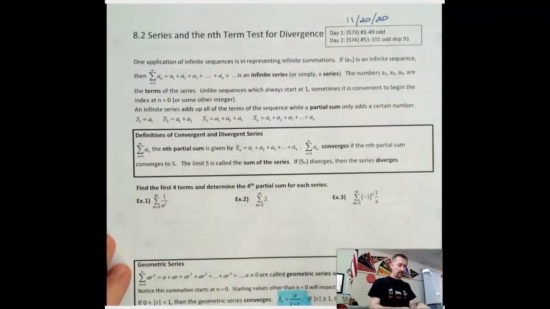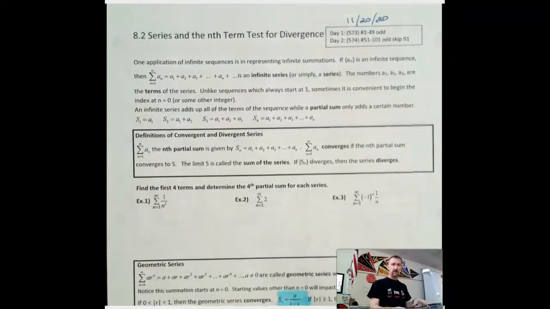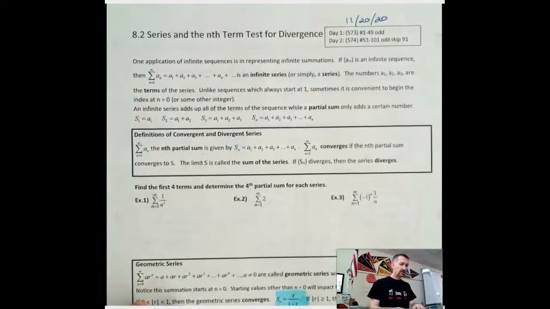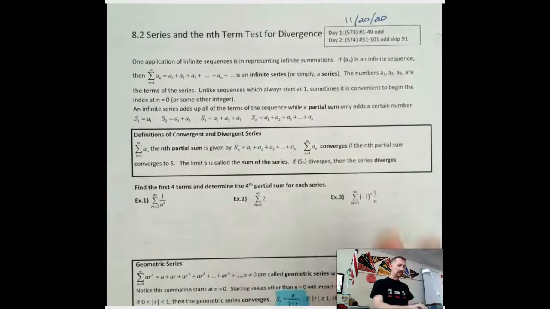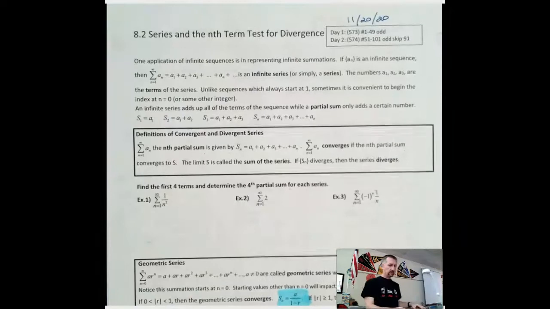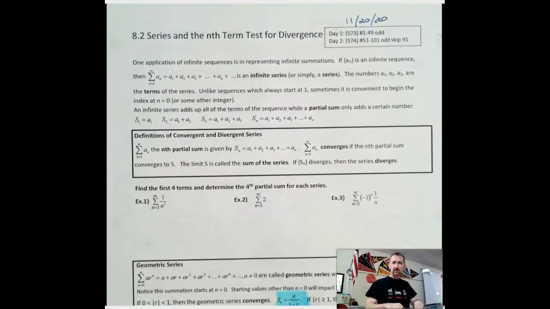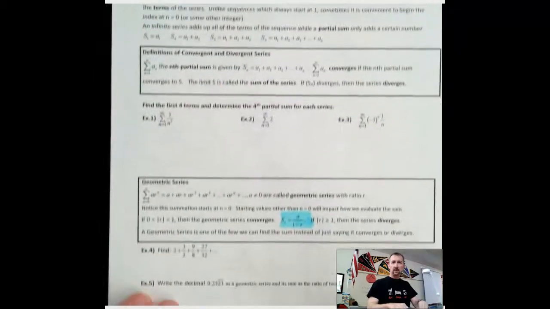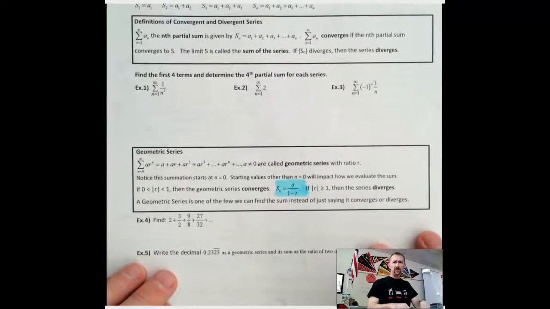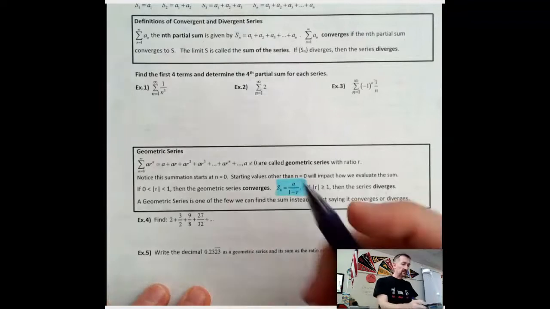Hey, welcome to our next notes, series and the nth term test for divergence. So I'm going to let you read all that. That's pretty self-explanatory, I think. If you have any questions on it, you can ask me in class. So let's look at what we're doing here.